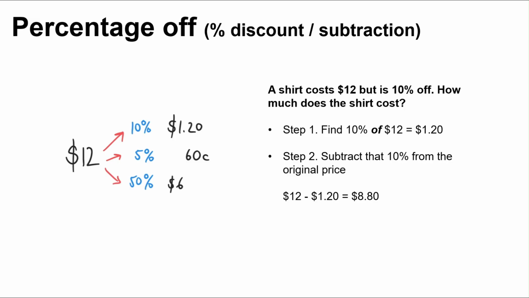Step one, find percentage of. So if we have $12, 10% of $12 is $1.20. Step two, what we do is we know that the total is $12 and we know 10% of $12 is $1.20. So we subtract that amount and find it's $10.80. So it's very important developmentally that we talk about percentage of before we talk about percentage off.